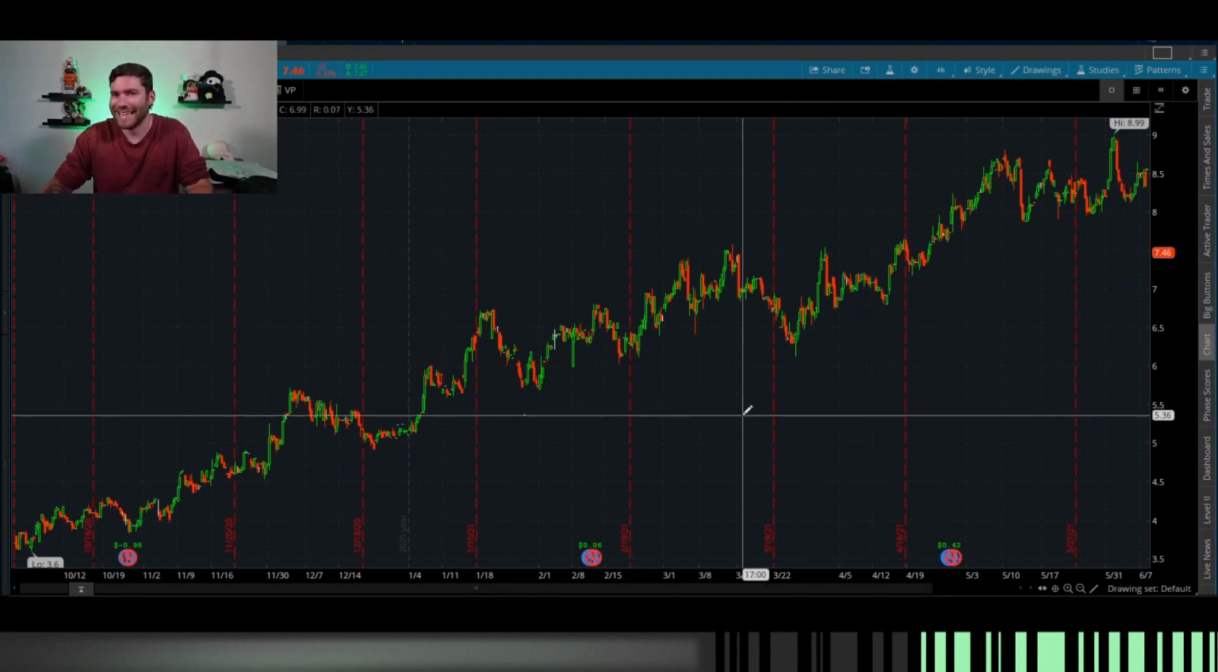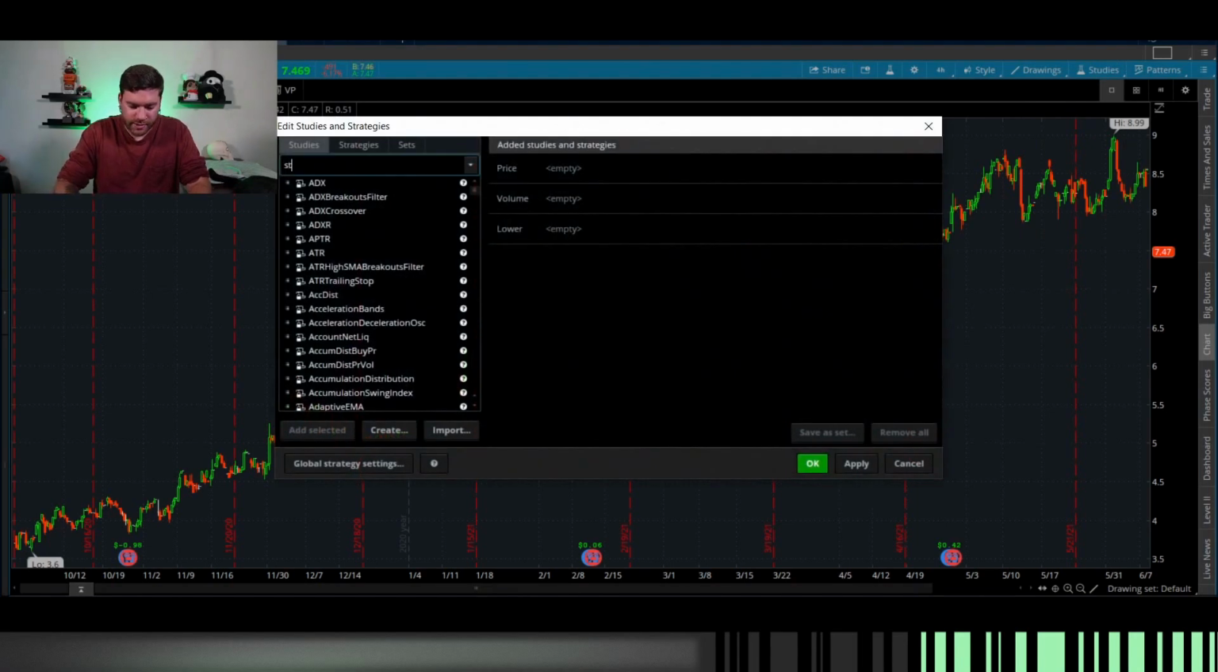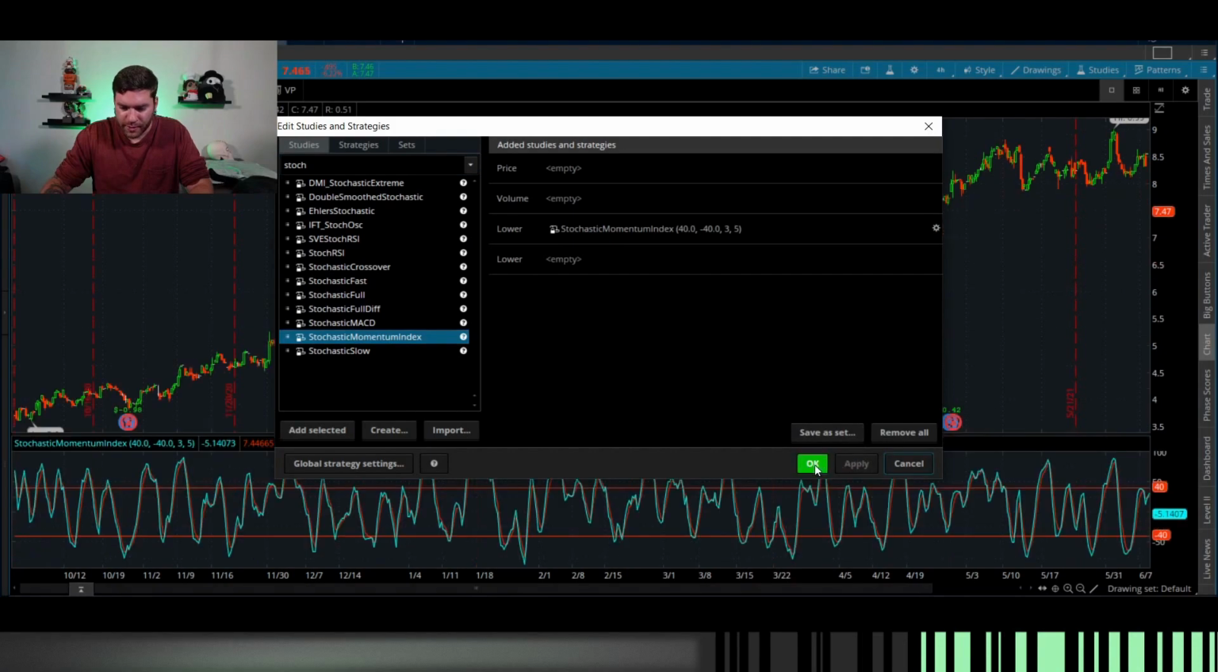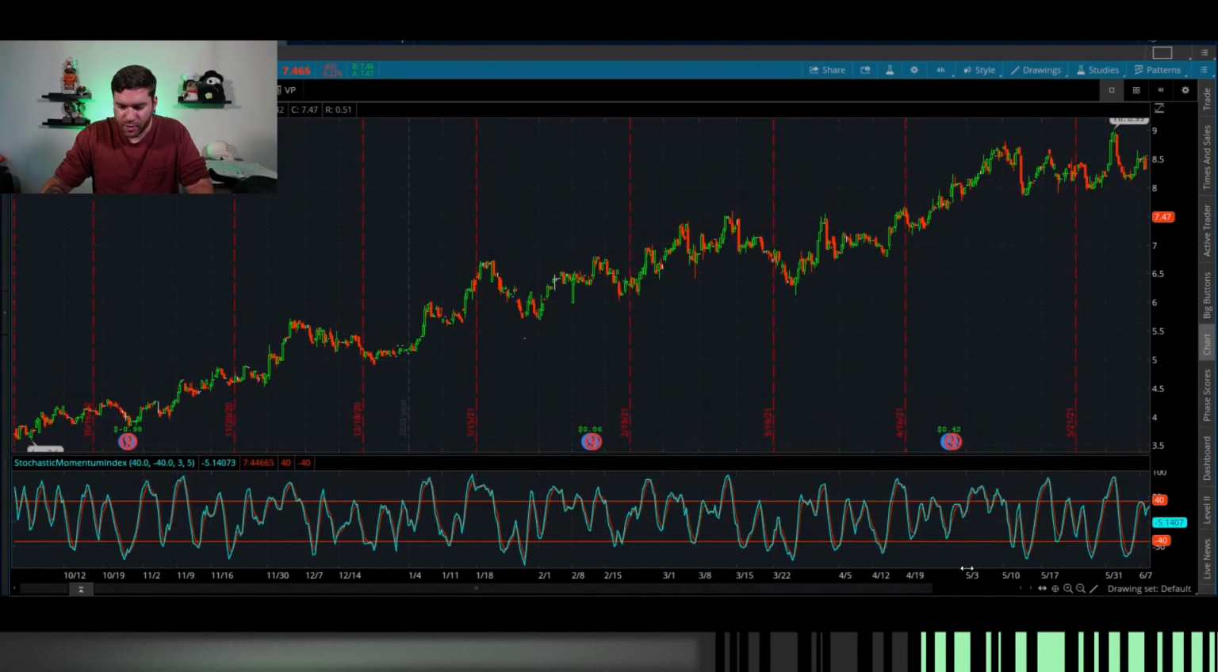Let's just check stochastic momentum indicator. So go to studies, edit studies, come over here, STOCH, and it's going to be momentum index right there. Apply, it looks good. Off the bat, we can see it's very similar to RSI already. What we're looking at is -40 being oversold, 40 being overbought. Those numbers, no idea why I chose them. Again, I can go on the math for you, but again, -40 is oversold, over 40 is overbought.